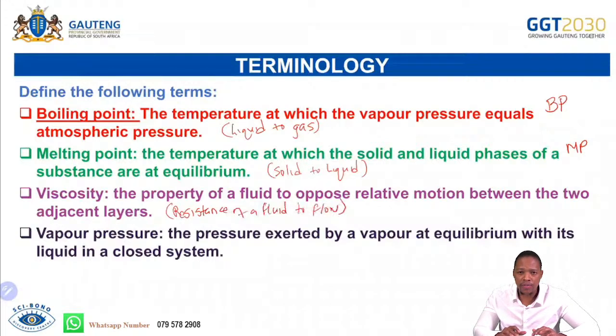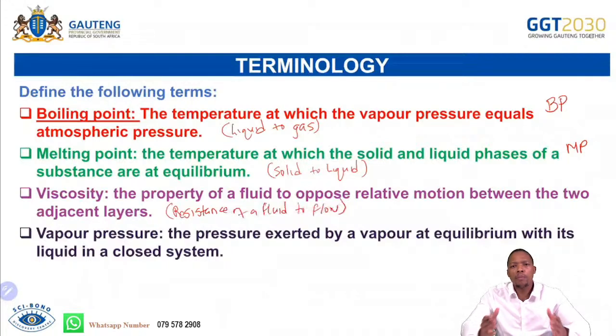This is not the formal definition, by the way. So I've given you the formal definition. Now in brackets, I'm giving you the general way of thinking about it, so that you'll be able to come up with answers. So when you think of viscosity, just think of the resistance of a fluid to flow. What do I mean, resistance of a fluid to flow? You have to think about it.